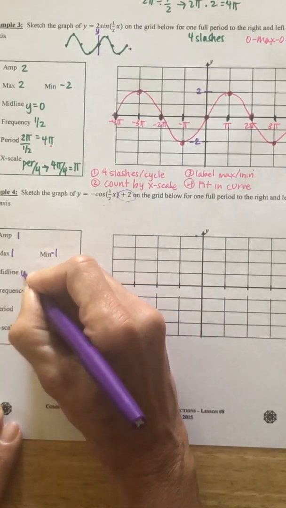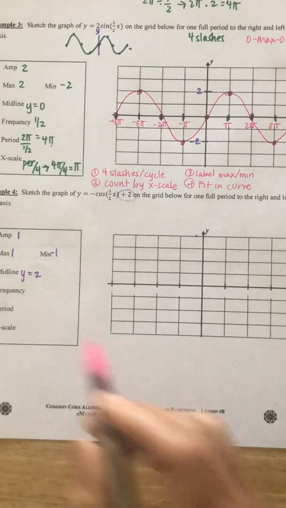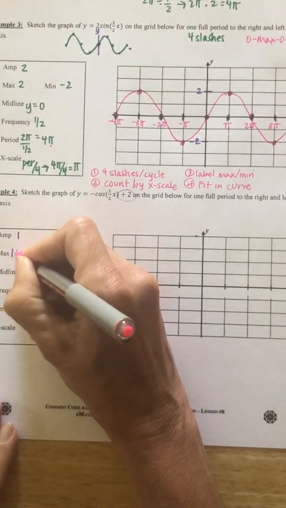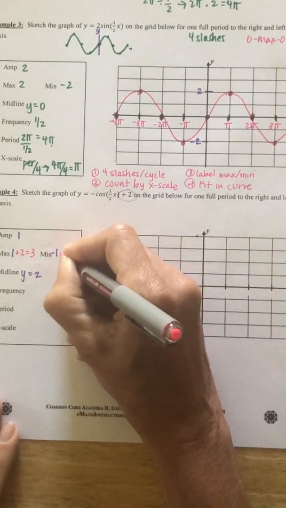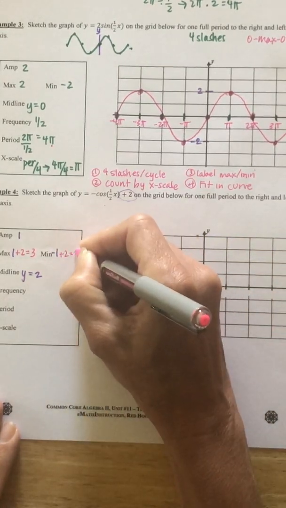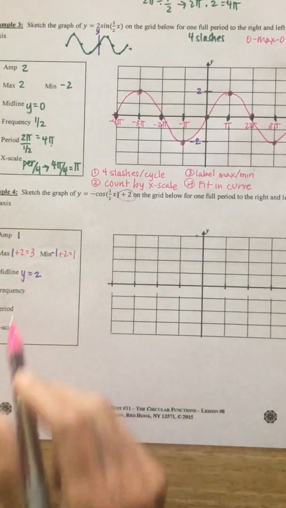Your midline is right here, the C value. So that means your midline is y equals 2. And what it's going to do is add 2 to both your max and min values. So add 2. Our new maximum is going to be 3. Add 2. Our new minimum is going to be 1. So we're going to fluctuate between 3 and 1. Midline is y equals 2.